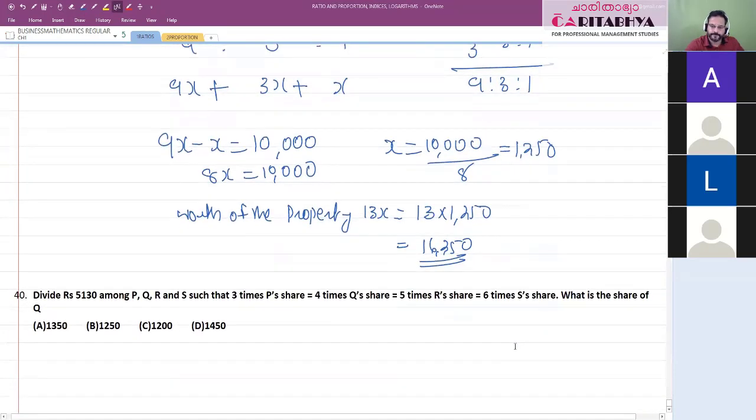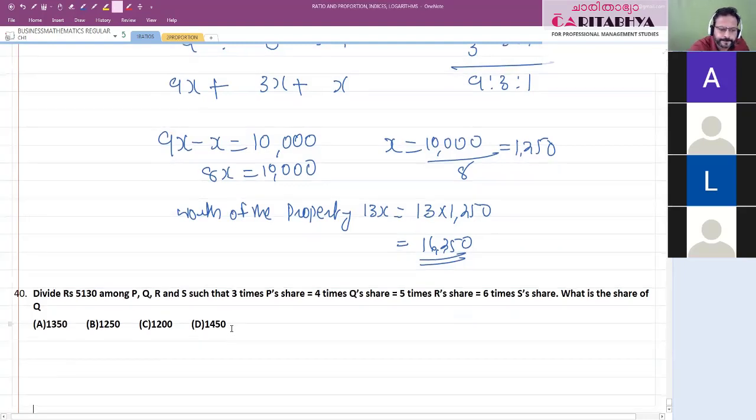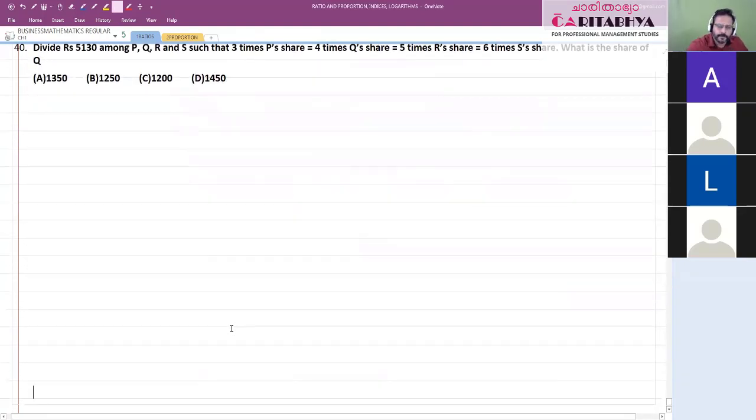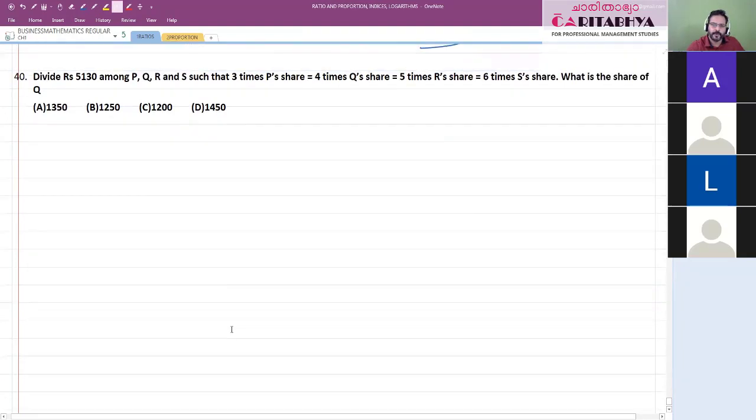Then next question. Divide 5,130 among P, Q, R and S such that 3 times P's share is equal to 4 times Q's share is equal to 5 times R's share is equal to 6 times S's share. What is the share of Q?